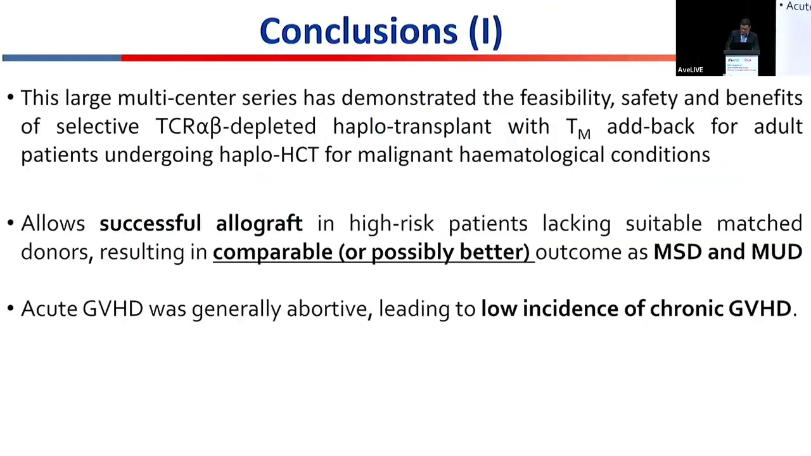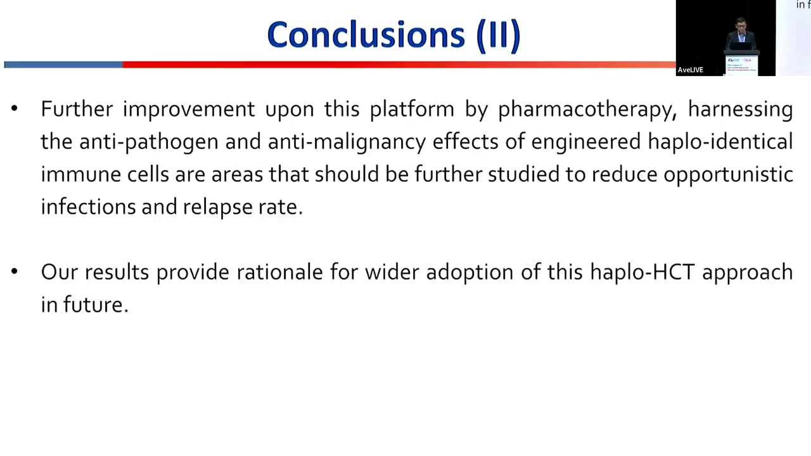So in my last slide or two, our study has shown feasibility, safety, and benefits of alpha-beta depleted stem cell and memory T-cell add-back for patients undergoing transplant for heme malignancies. It allows successful allograft in this high-risk patient with comparable or even better outcome than that of matched sibling donor and unrelated donor. Acute GVHD is quite low, and that probably leads to also a low incidence of chronic GVHD. We need to do a lot more to improve this platform by harnessing all the anti-pathogen and anti-malignant effects of the engineered cells. Our results provide rationales for adoption of this protocol in future.